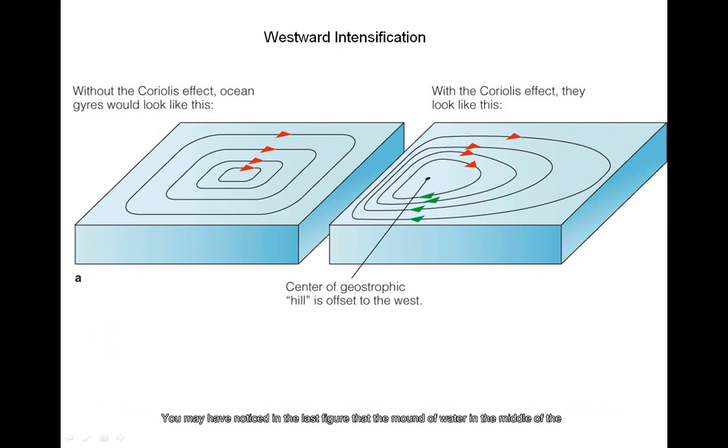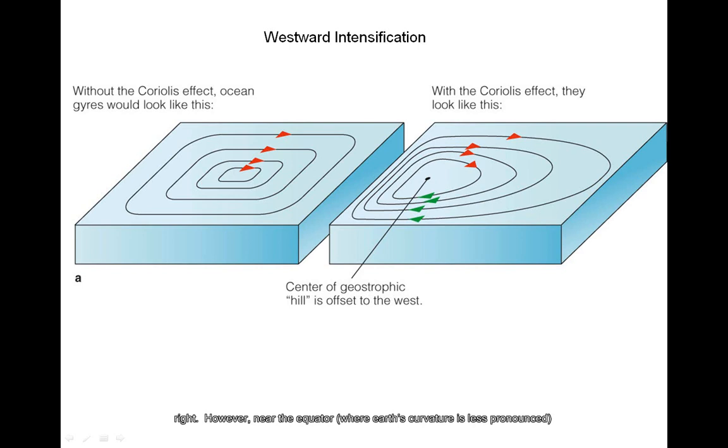Now, you may have noticed in that last figure that the mound of water in the middle of the gyre is not exactly in the center of the ocean basin. Instead, it's offset over towards the west. Now, known as westward intensification, this is caused by the Coriolis effect. Near to the poles, where the Earth's curvature is strongest, the Coriolis effect is very strong, and water moving from the west towards the east at the top of the ocean basin, the red arrows on the right-hand side, will be quickly deflected to the right.